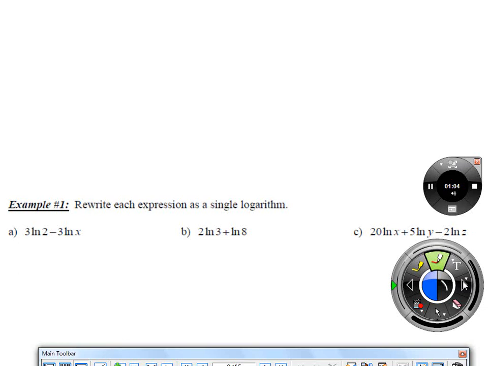So here is the natural log. We have two terms. I'm going to combine them together, but before we do that, we're going to use the power property to condense them each into their own logarithm. And then with the subtraction sign, that's going to be the quotient property. So I have the natural log of 8 over x cubed.